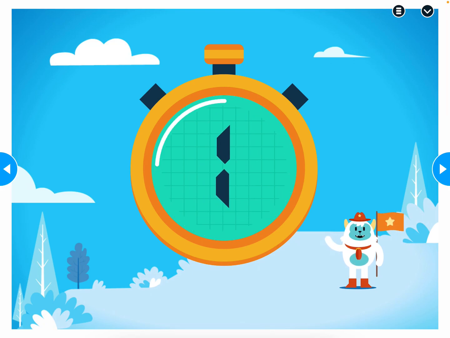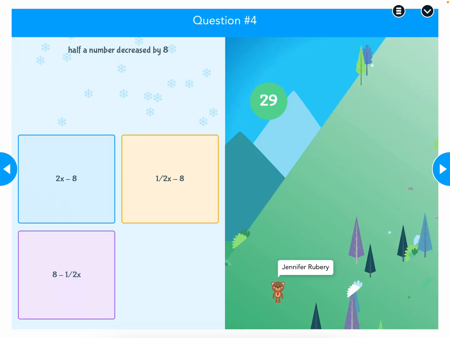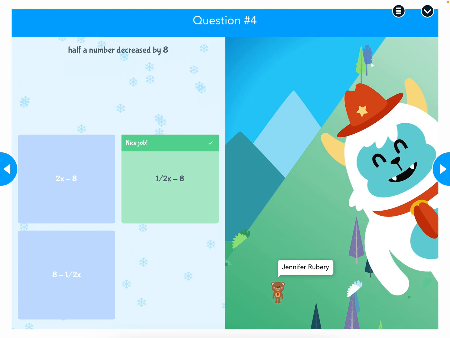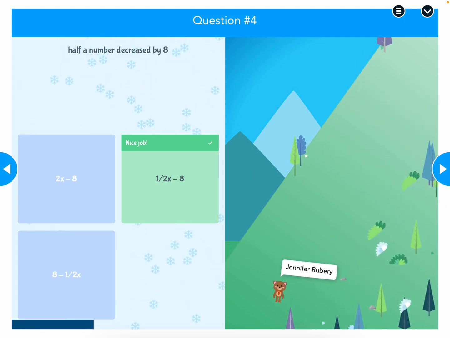Question 4. Half of a number decreased by 8. So if I take half of a number, I'm either multiplying the number by 1/2 or dividing it by 2. Decreased by 8, there's no turnaround. So it's going to be 1/2 x minus 8.